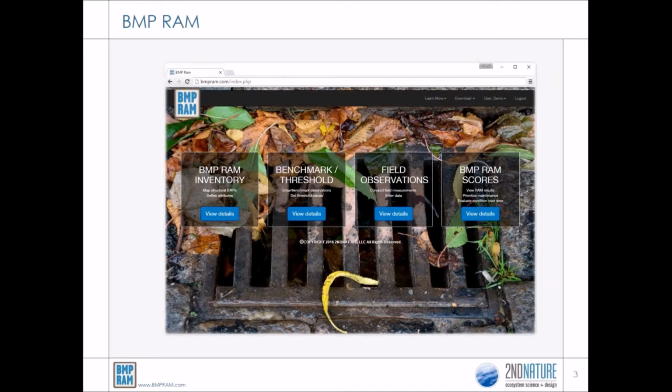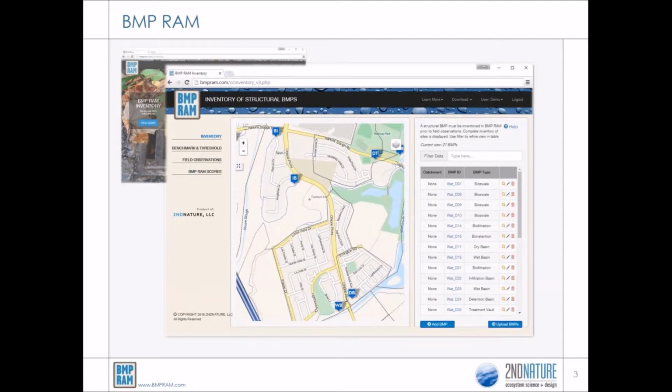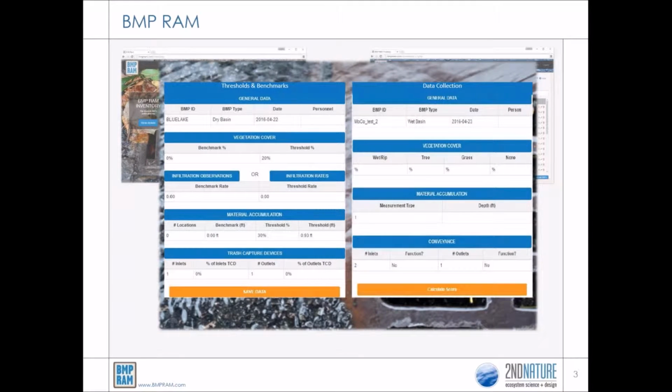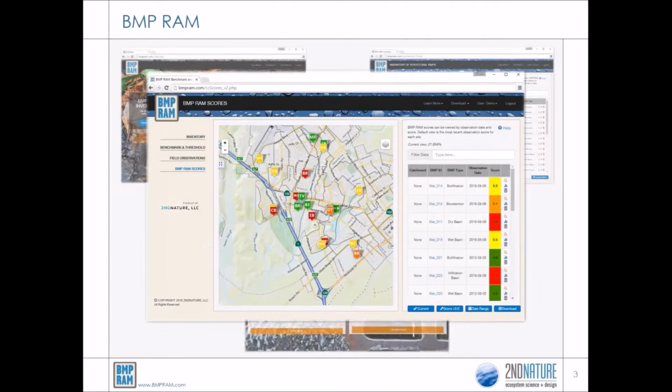We believe this nomenclature simplification and consistency improves communication and the understanding of expected water quality performance of any specific structural BMP. It also makes water quality effectiveness data collected from structural stormwater BMPs of the same type more directly comparable. In BMP RAM, each BMP type has a unique set of data inputs for each step completed by the user, including inventorying the location of a structural BMP, establishing benchmark and threshold values, and conducting a series of specific field observations to determine the condition of the structural BMP at the time of assessment.